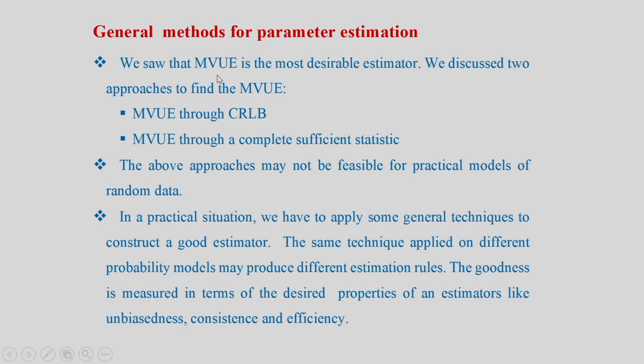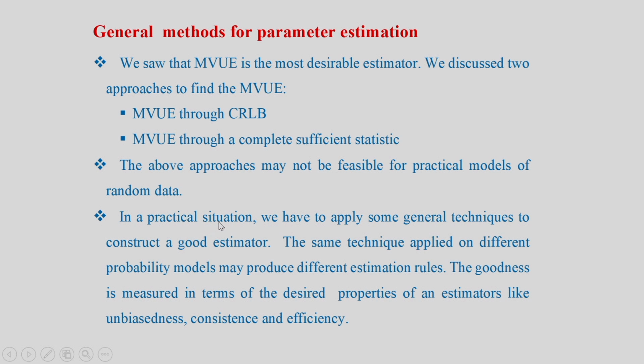We saw that MVUE, minimum variance unbiased estimator, is the most desirable estimator. We discussed two approaches to find the MVUE: MVUE through CRLB and MVUE through a complete sufficient statistic. The above approaches may not be feasible for practical models of random data.